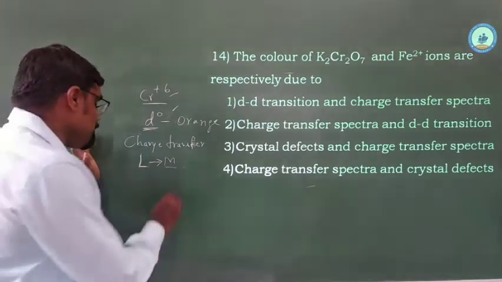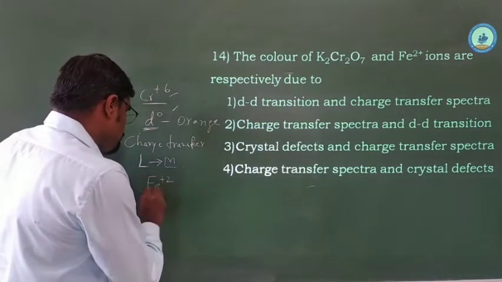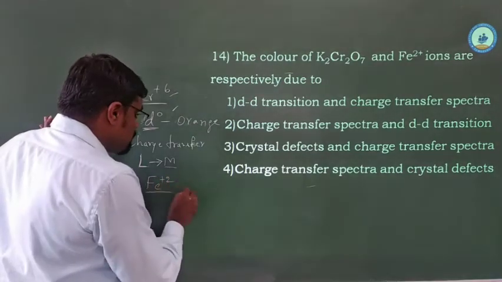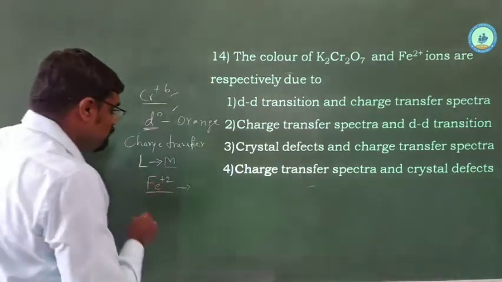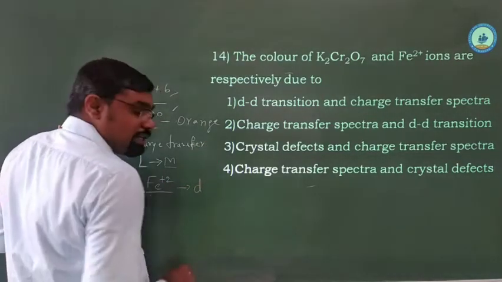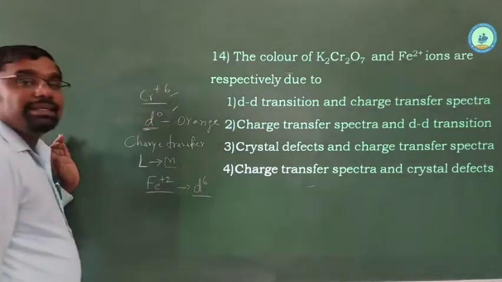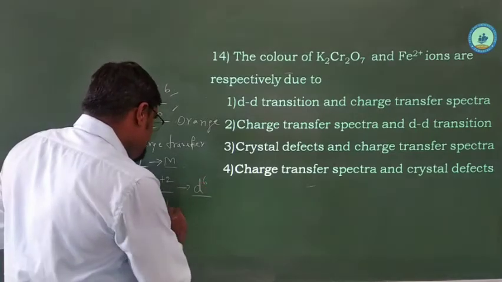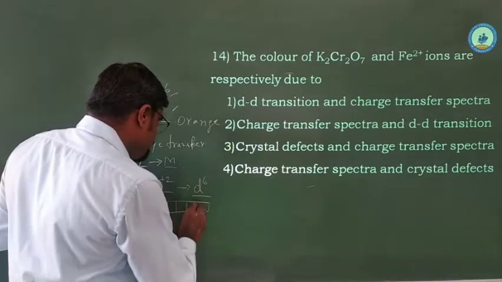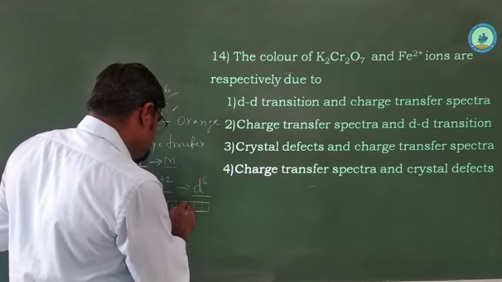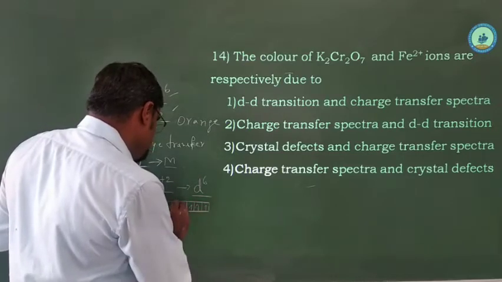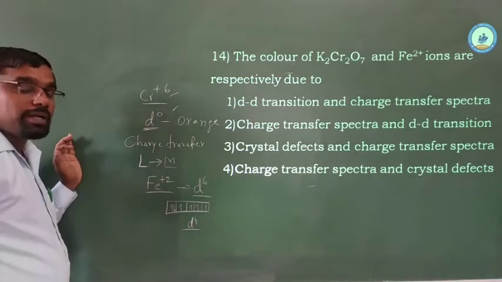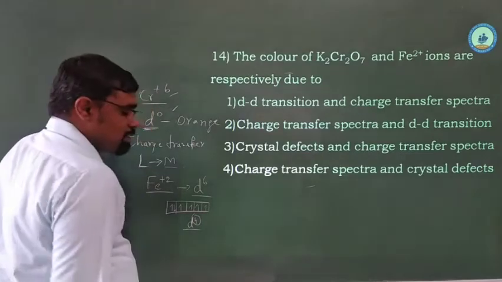And next, FeSO4 or Fe+2 showing the color. Why is it showing that? Fe2+ means how many electrons are present in the d orbitals? We are removing the 2 electrons from the s, and then another 6 electrons are present in the d. So with 6 electrons in the d, how many unpaired electrons are present? That is 4 unpaired electrons.